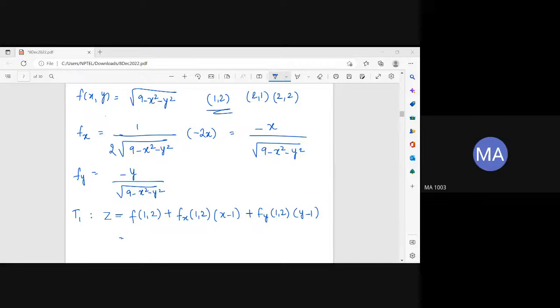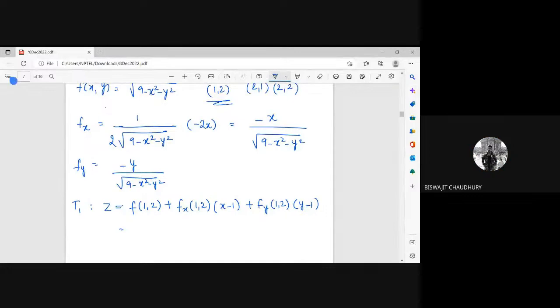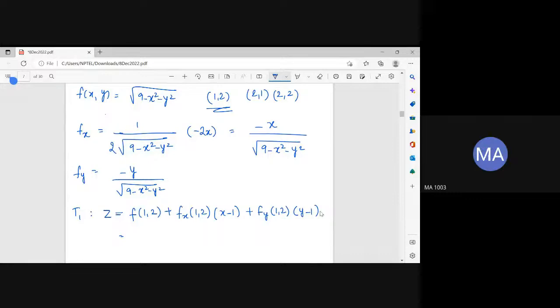Otherwise when I'm writing, it's not visible, is it? Yes, ma'am. You can scroll up and down. There is a 3 to 4 second lag. Is that okay as long as the solution is clearly written? Yeah, ma'am. It's fine. Okay.